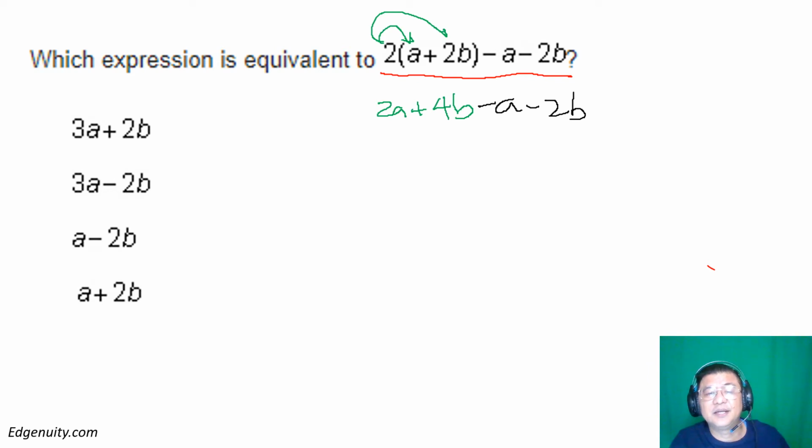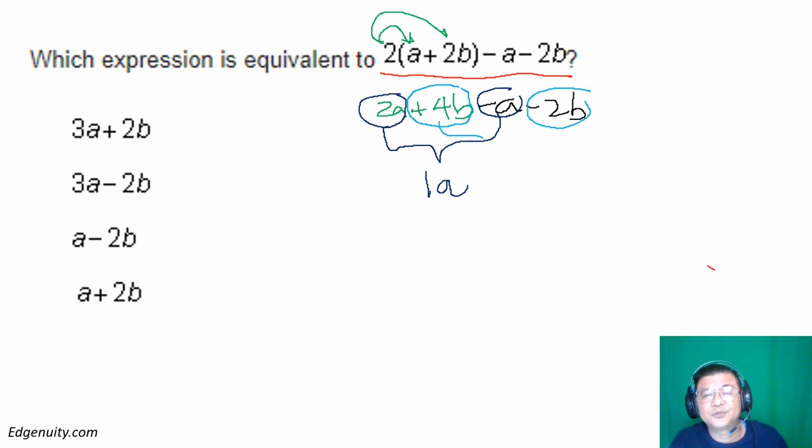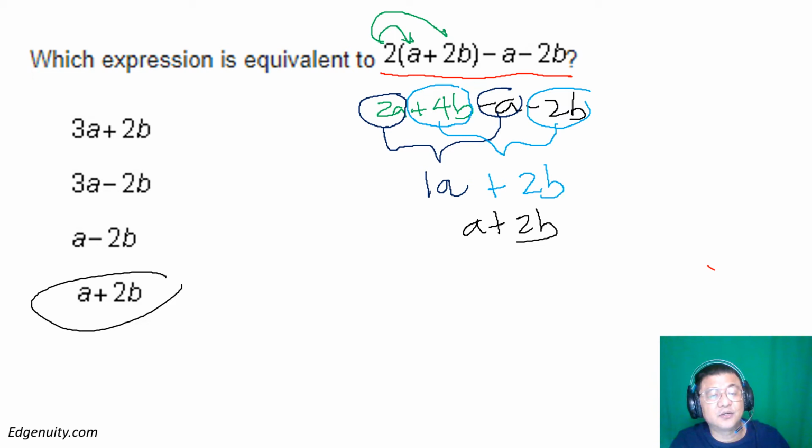Next, let's combine the like terms. 2a and minus a are like terms, meaning that becomes 2 minus 1 is 1a, or simply an a. What else can I combine? Can I combine positive 4b and negative 2b? 4 minus 2 is a positive 2b, right? But normally we don't need to put the 1, so a plus 2b. So we know that this is the correct answer.